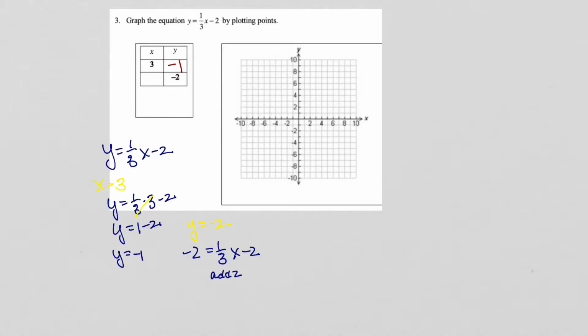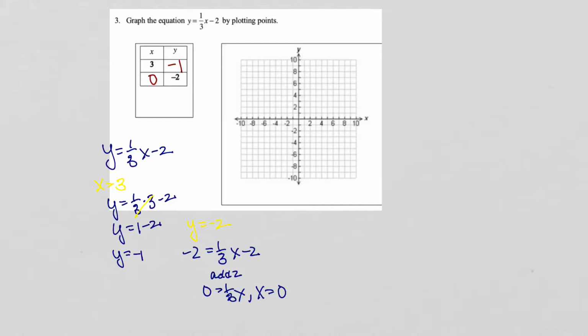If I add 2 to each side, -2 plus 2 is a 0, and then -2 plus 2 is 0 here, and I'm just left with this. 0 equals 1/3 x, and the only way this can happen is for x to be 0, right? Remember that one from some of our earlier work? When you multiply two numbers together and you get 0, one of them has to be 0, and it sure isn't the 1/3, so it's got to be the x. So let's put that 0 back into our table here.